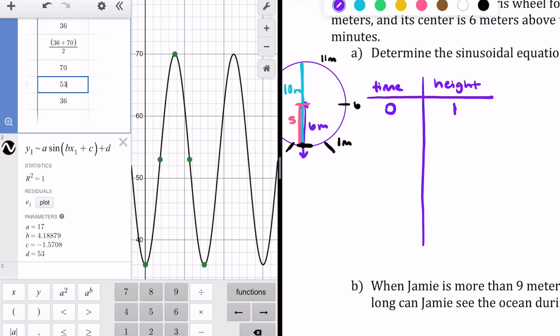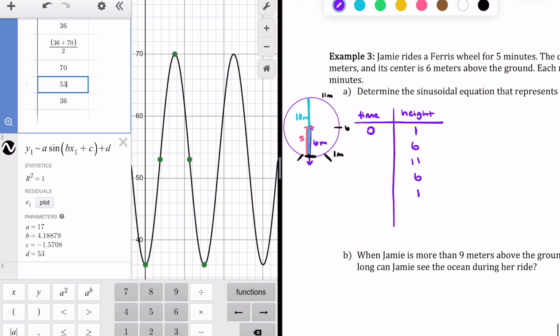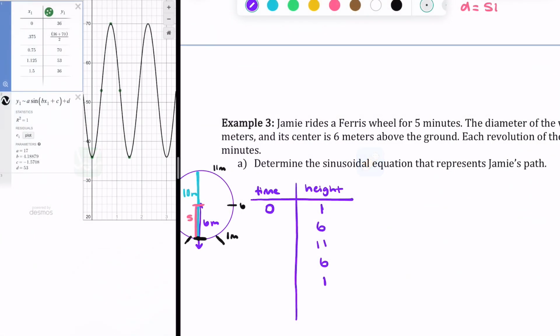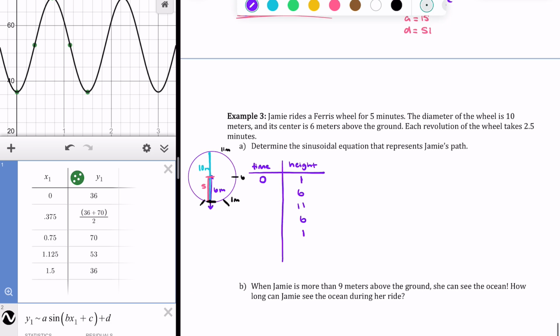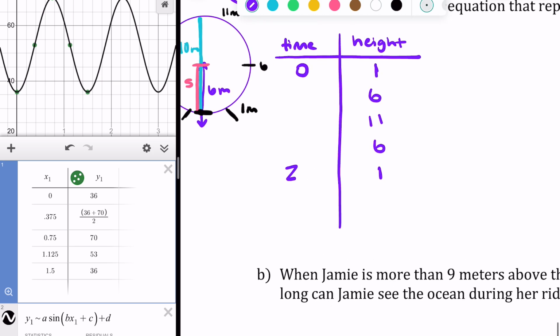Now, again, we're starting at our min, which means we're going to go mid, middle, max, middle, min again. And we actually have those numbers. Min, middle, max, middle, min. We just have to figure out the time. Now, in the question, it says it takes 2.5 minutes to do a full rotation. So I know that to get from the minimum to the minimum once again, that's going to take 2.5 minutes. And I can use my idea of averaging to get the other points. Can you pause and see if you can figure out the other times in that table of values?